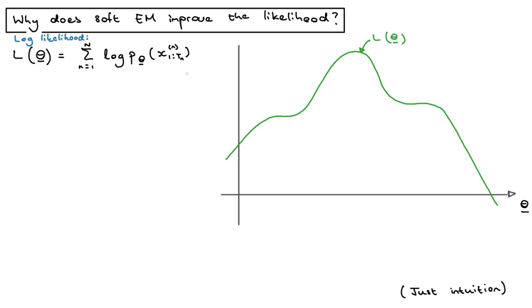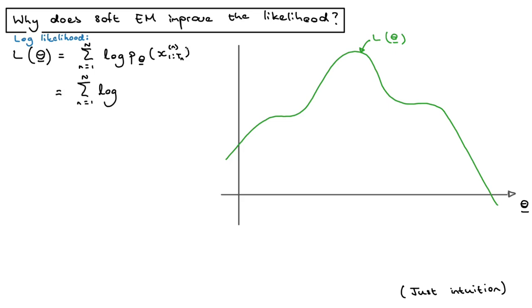Now, for some models, you can optimize this directly. If you've got a Gaussian over just one observation, then you can optimize the log likelihood directly. But it turns out for hidden Markov models, it's actually a little bit tricky.